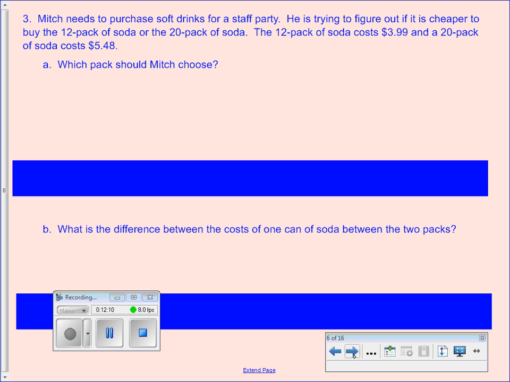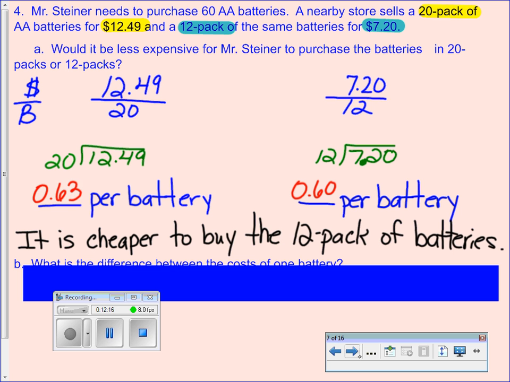Okay, let's take a look at the answers for number 4. There's nothing wrong with number 3. If you want to try it for extra practice, you can. But number 4, let's take a look. Mr. Steiner needs to purchase 60 AA batteries. A nearby store sells a 20-pack of AA batteries for $12.49 and a 12-pack of the same batteries for $7.20.